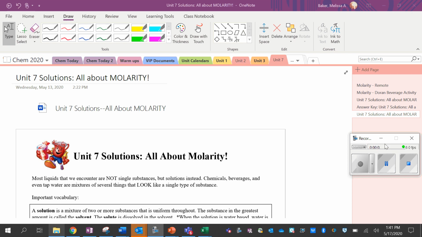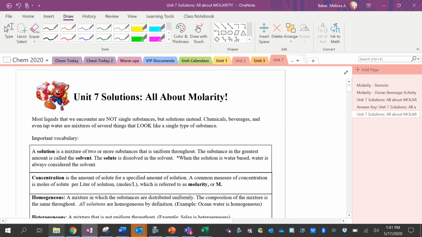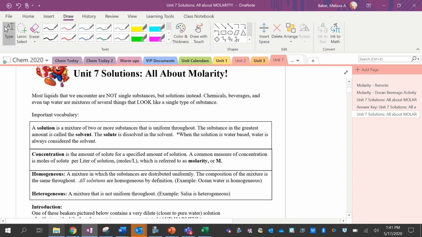All right, let's take a look at the Unit 7 Solutions All About Molarity lesson together. So you probably have heard about solutions before, but maybe you haven't thought about exactly what it means to be a solution. Water, like pure water, is not a solution, but tap water is, because the definition of a solution is when you've got a solute dissolved in it. So, for example, the ocean is a solution because it's salt dissolved in water. And solutions can have different concentrations, and that's important to know.